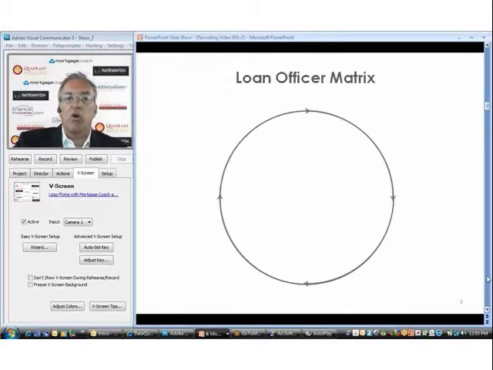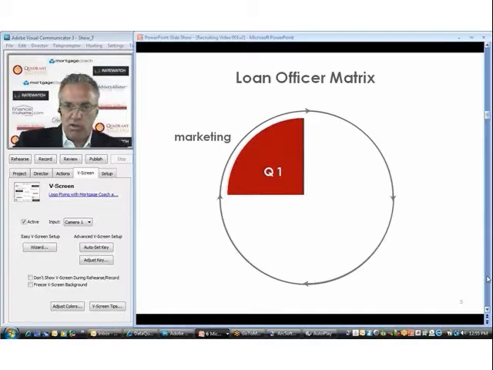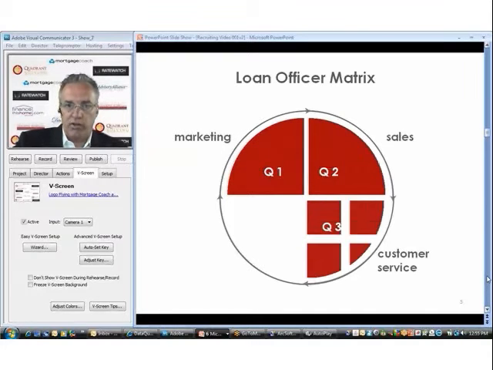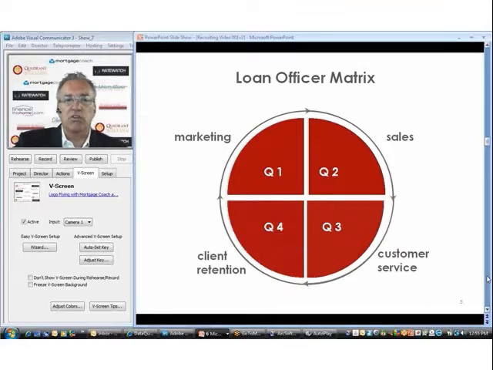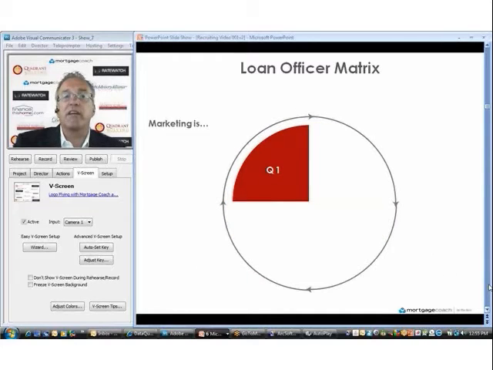So let's break down, first of all, the loan officer's matrix. Q1 is marketing, Q2 is sales, Q3 is customer service, and Q4 is client retention. These are the four basic macro areas when I go into a consultative relationship with a loan professional, a loan officer. I basically manage the advice that I give them depending upon the quadrant that we're working on for their business. Let me give you a little more of a breakdown on this.